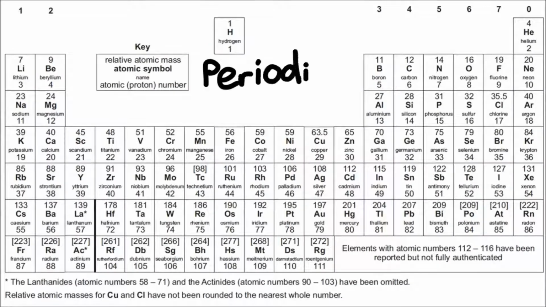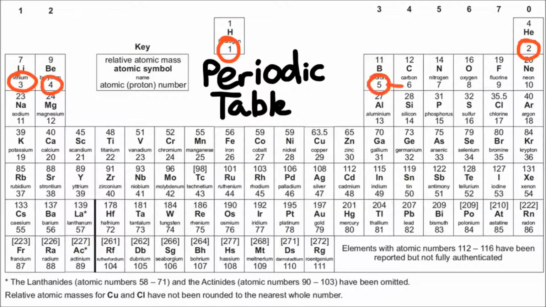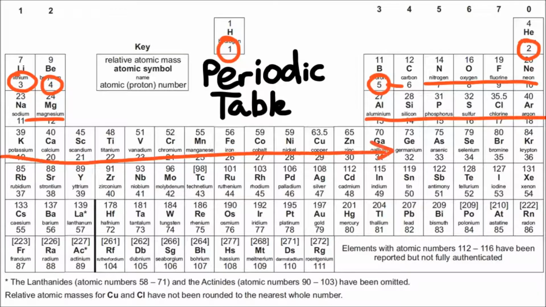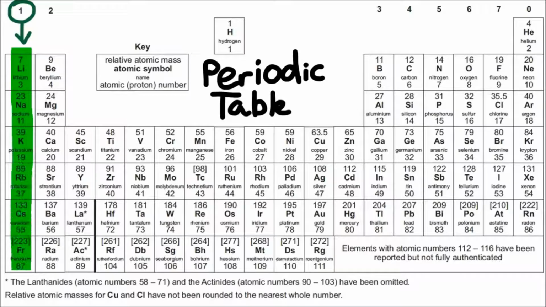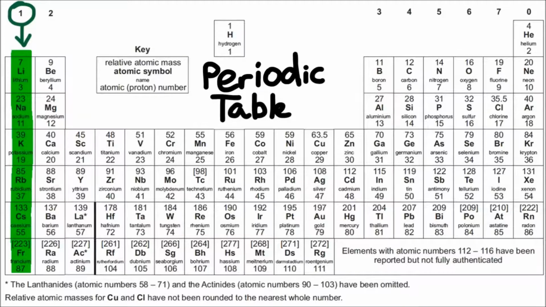The periodic table shows the elements arranged in order. The atomic number starts at 1, goes up to 2, 3, 4, 5, and goes all the way up to 111 on this picture. Vertically, the elements are arranged in groups. We start with group 1 on the left, all the way to group 0, or sometimes 8 on the right. In between we have groups 2, 3, 4, 5, 6, and 7.